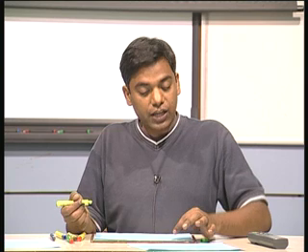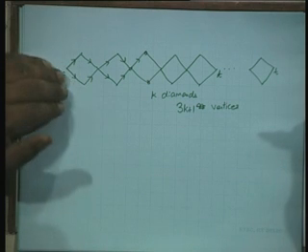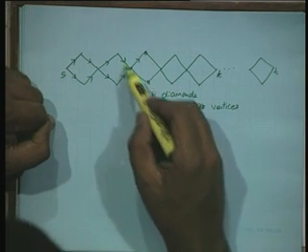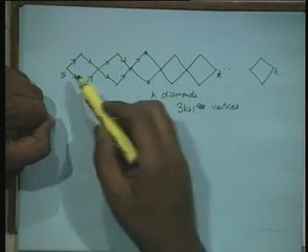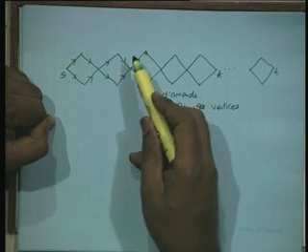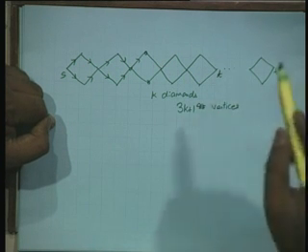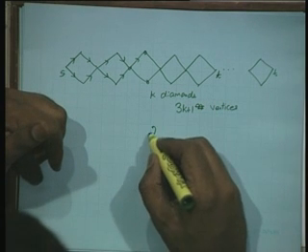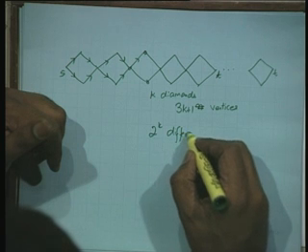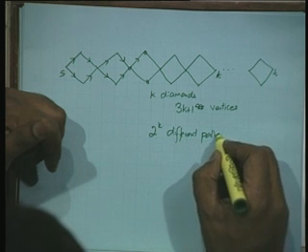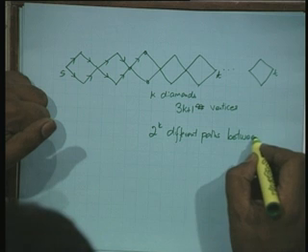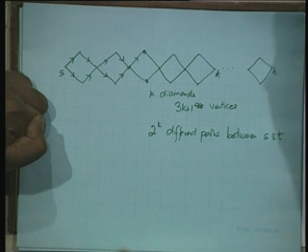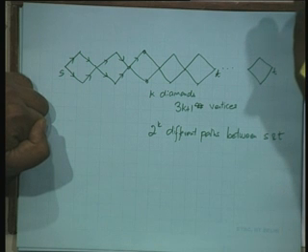Why? Because for each diamond, I can either take the top part or the bottom part. So, there are two options in each diamond. I can have one path which just takes the top part always, one path that takes first the top, second the bottom, third the top, fourth the bottom, and so on. So, each diamond has two options, there are k diamonds, so 2 to the k different paths between S and T. Everyone follows this?